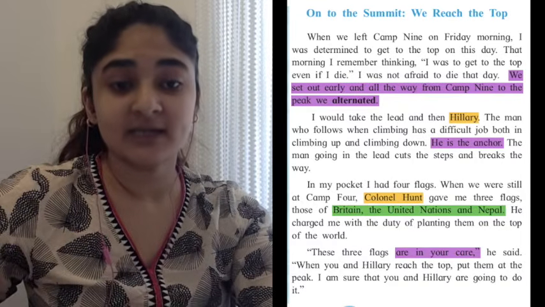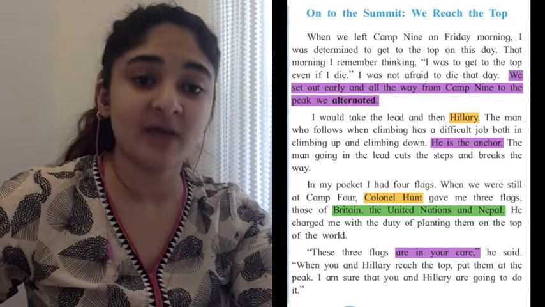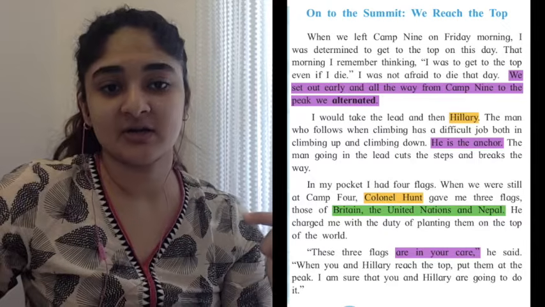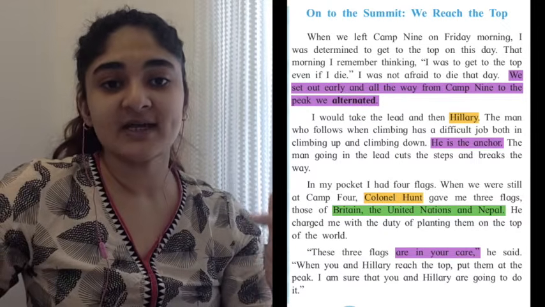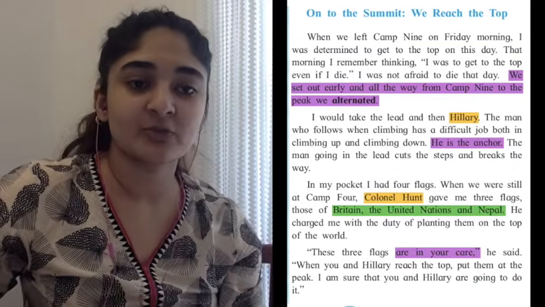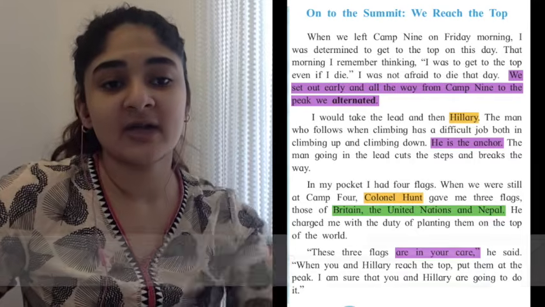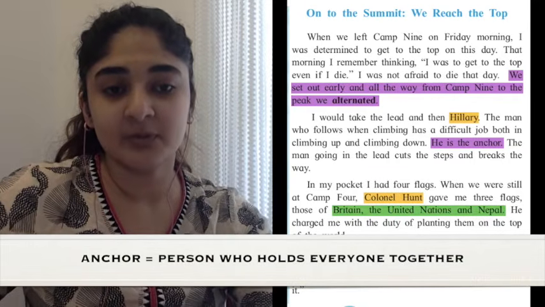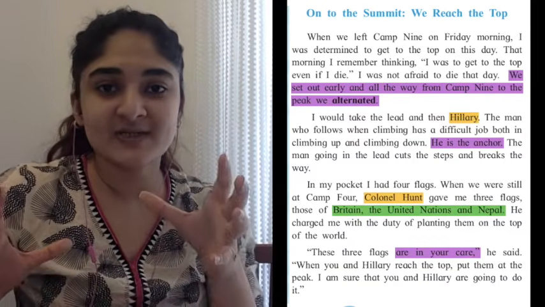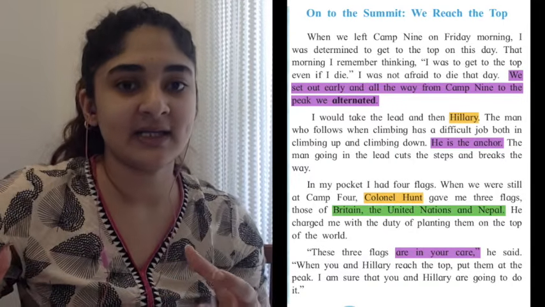पैराग्राफ 2 में लिखा है that the man who follows when climbing has a difficult job both in climbing up and climbing down. तो ऑथर ये बताना चाहता है कि जो नीचे क्लाइंब कर रहा होता है, who is second, उसके लिए it is more difficult even when they are climbing up the mountain and climbing down. अब ये क्यों difficult है ऑथर बता रहे हैं, because he is the anchor. As you can see, it is highlighted in purple. Anchor is basically a very heavy object that holds a ship in place in the sea. But यहाँ पे हम उसका literal meaning नहीं ले रहे हैं.